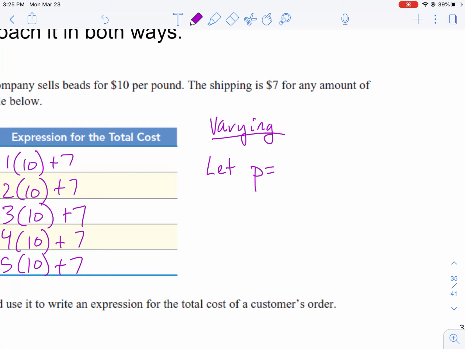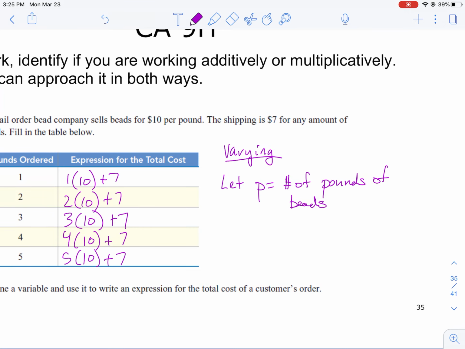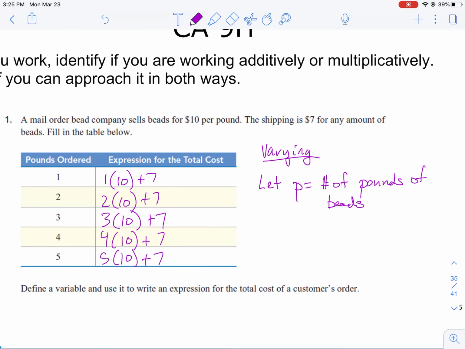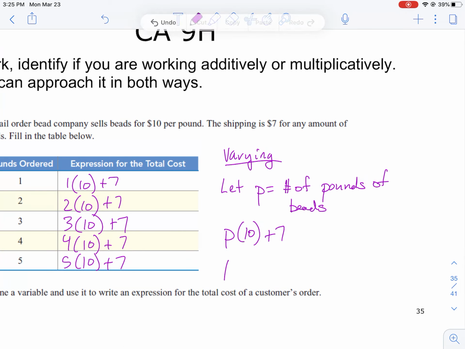Let P equal the number of pounds of beads, and it says to write an expression for the total cost of a customer's order. Well, you see, each time we just took the number of beads, P times 10 plus 7, and that's fine to write it that way. You're probably used to writing it in this format as well, and that's fine.